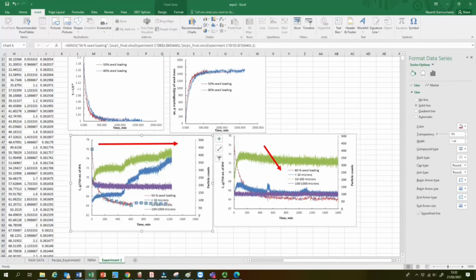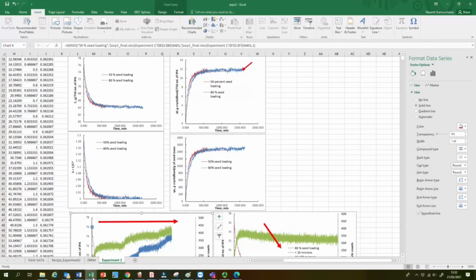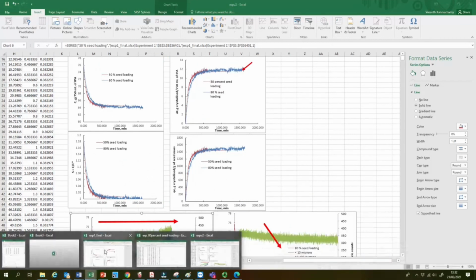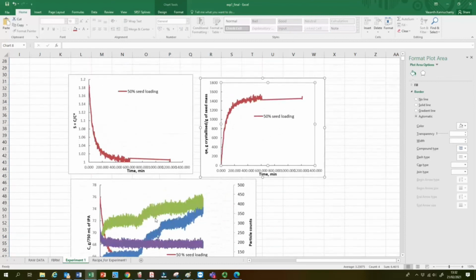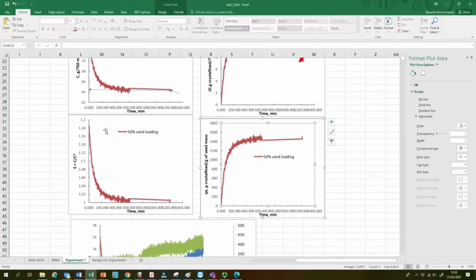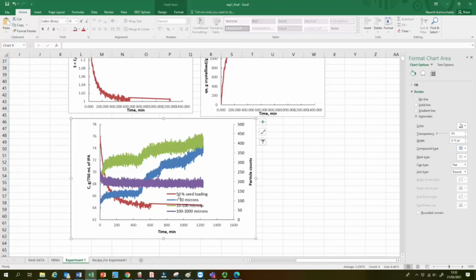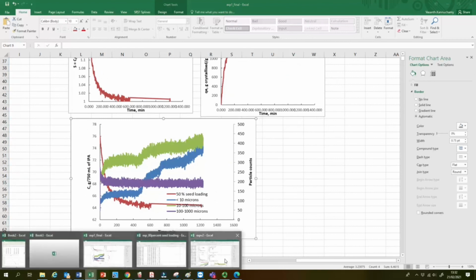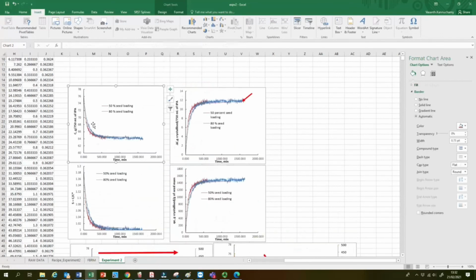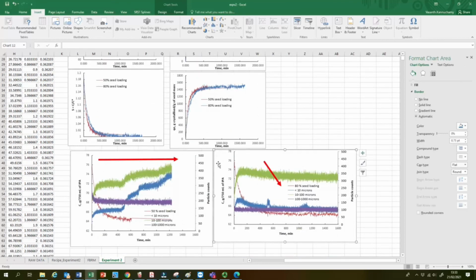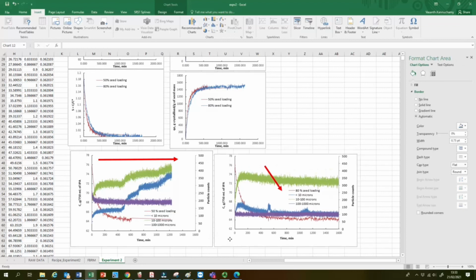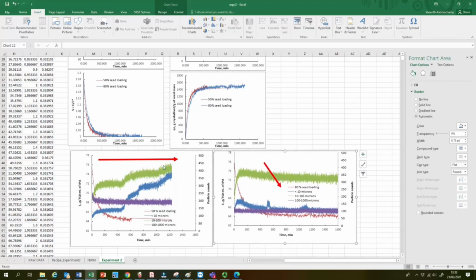All you need is to copy paste all these images. First copy paste the images from experiments 1, 2, 3, 4, and then try to discuss the results. And also this is your 50% image, and then go to experiment 2. I compared both 50 and 80% seed loading. So it's okay, you can include all the images. You will get 4 plus 4, 8, plus these 2 images, so 10 images in your report. All you need is to copy paste and try to discuss the results.